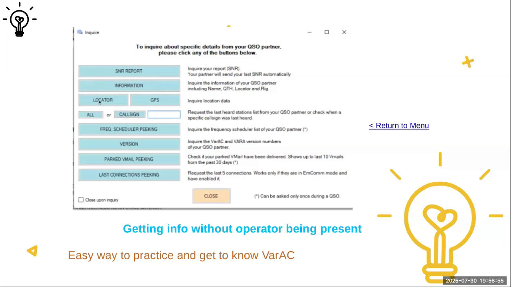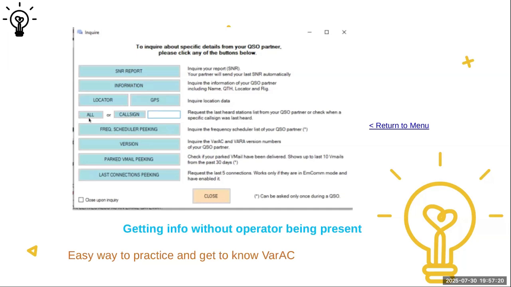If you click on location or locator, it'll reply back the location of the user, and the more recent versions of VarAC now also have built-in GPS capabilities, so it could report back live GPS information if it's available. A feature I often use is to inquire who a station has heard.